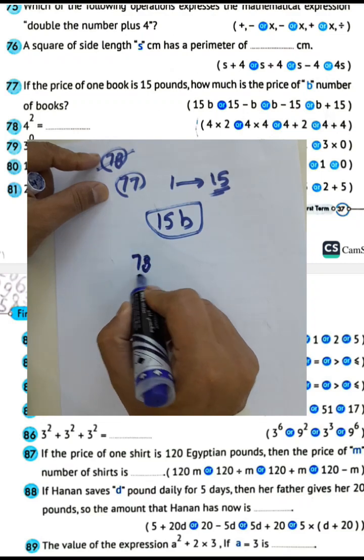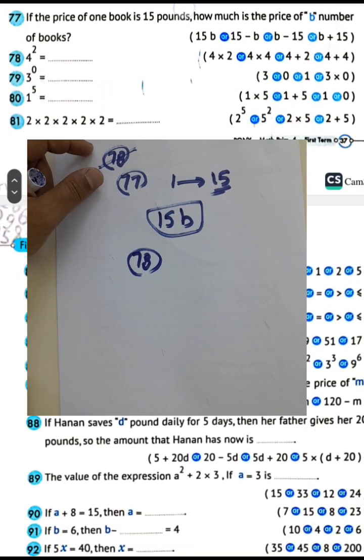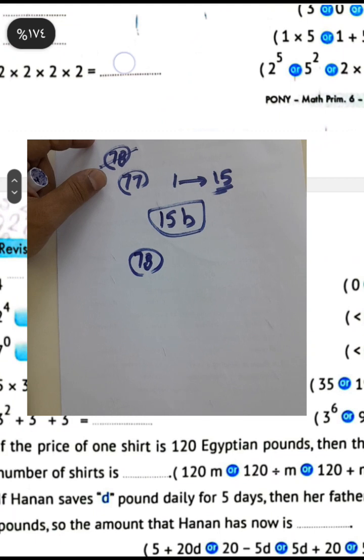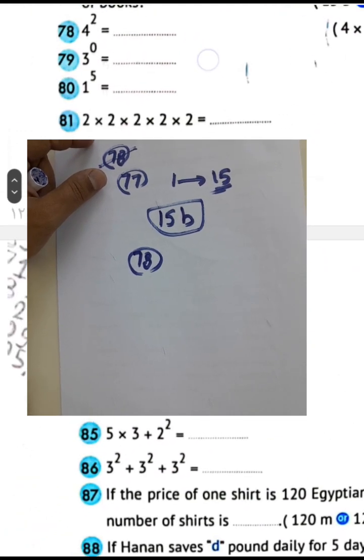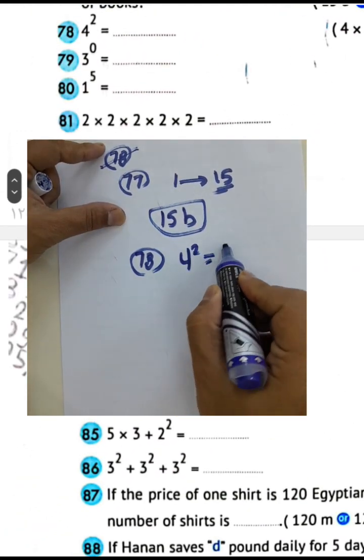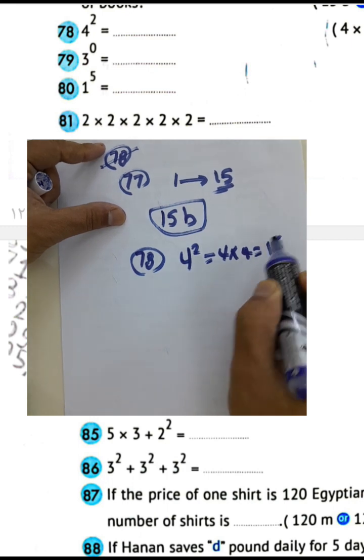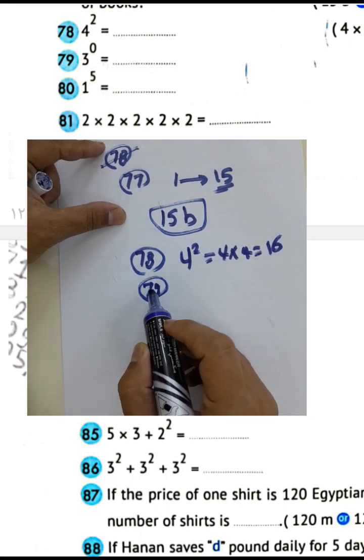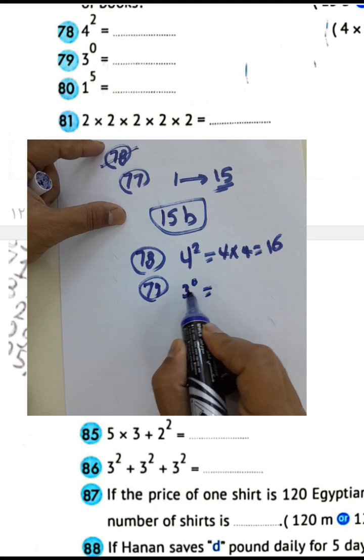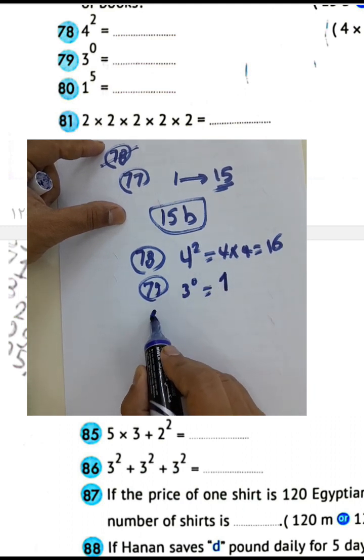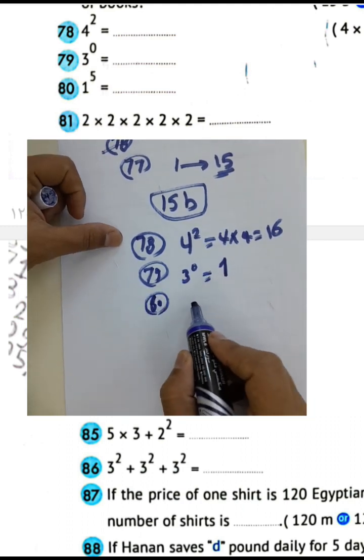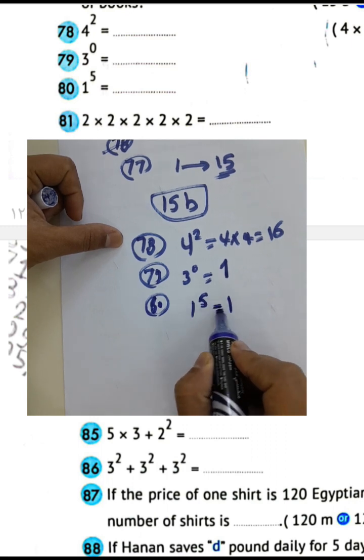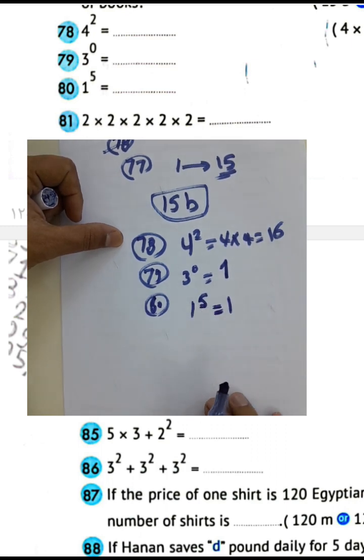Question 78. 4 power 2. It will be 4 multiplied by itself. 4 power 2 will be 4 times 4, equal to 16. And question 79. 3 power 0 will be 1. Question 80. 1 power 5 will be 1, meaning 1 multiplied by itself 5 times.